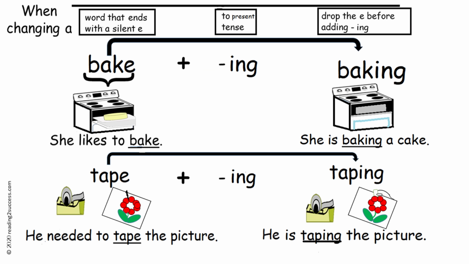And our next example is tape. We drop the E, add ing to make taping. So our examples are, he needed to tape the picture. And the second one is, he is taping the picture.